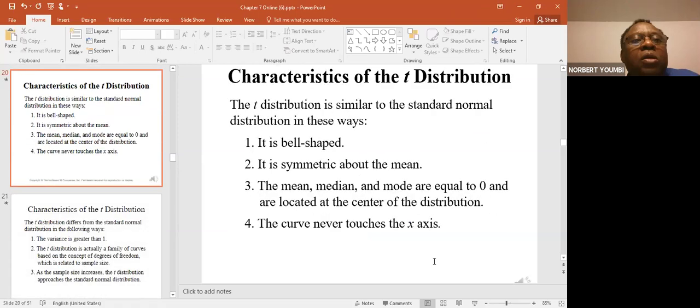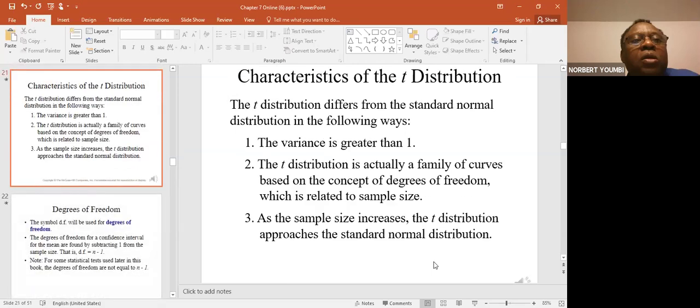The t-distribution is bell-shaped and symmetric about the mean. Like the z-distribution, the mean, the median, and the mode are all equal. And the curve never touches the x-axis, but the standard deviation is not 1. Actually, the variance of the t-distribution is greater than 1. And it is a family of curves, so it depends on degrees of freedom. As the sample size of a t-distribution increases, the distribution gets closer to the z-distribution. Those are the properties of the t-distribution.